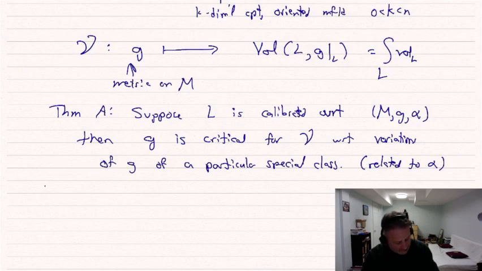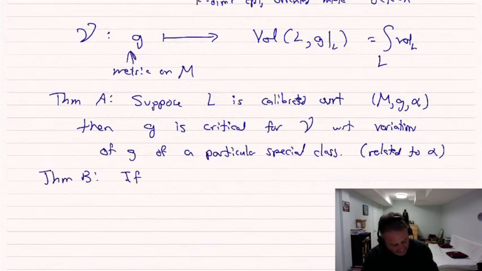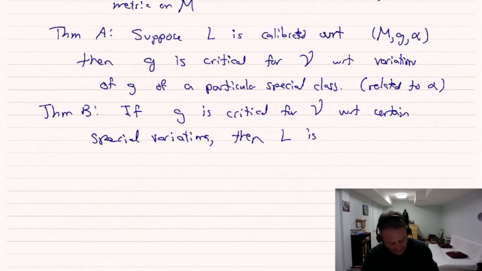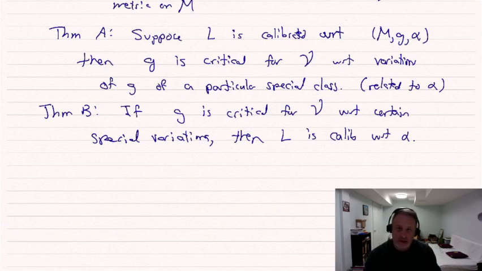And theorem B is essentially a converse to theorem A. It says if g is critical for V with respect to certain special variations, then L is calibrated with respect to alpha. Okay, so I'm going to talk about these theorems in more detail in my talk, and I'm going to explain really what's going on.